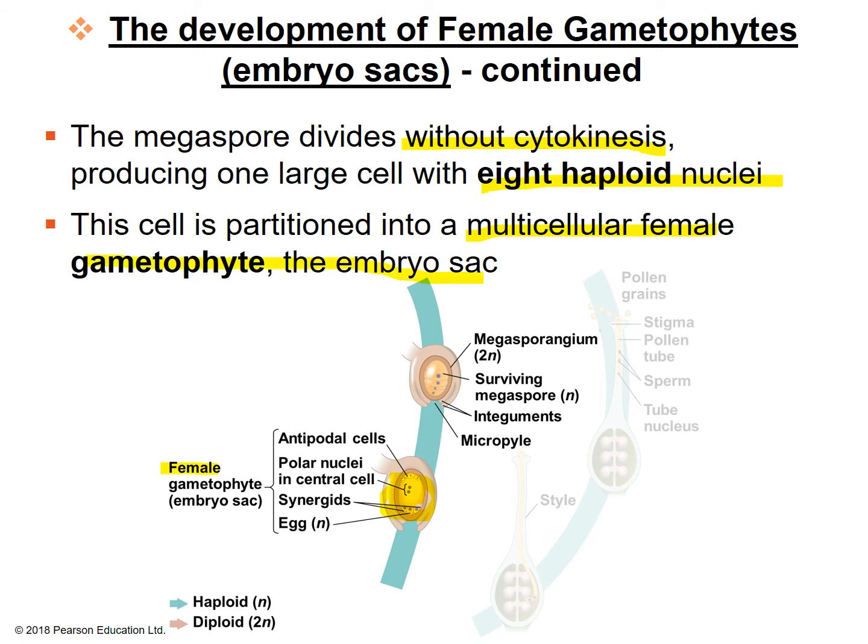The female gametophyte or the embryo sac consists of 8 nuclei and 7 cells. The central cell with 2 nuclei. We have at the top 3 antipodal cells. Down here, we have an egg surrounded by 2 synergids, 2 cells.